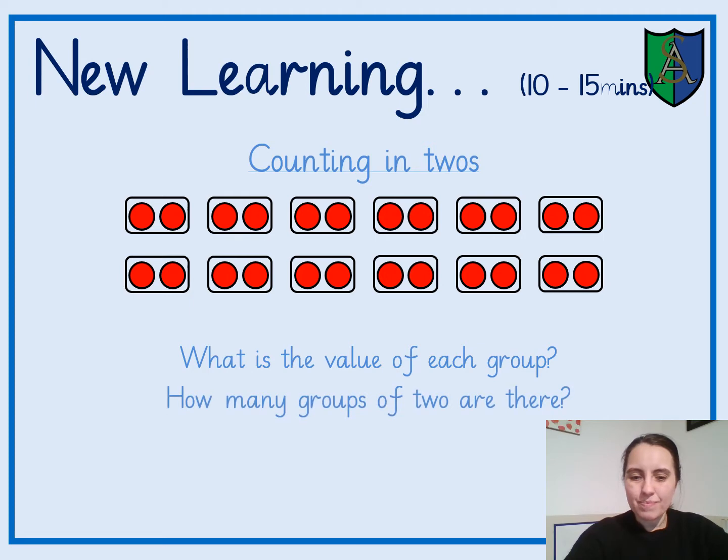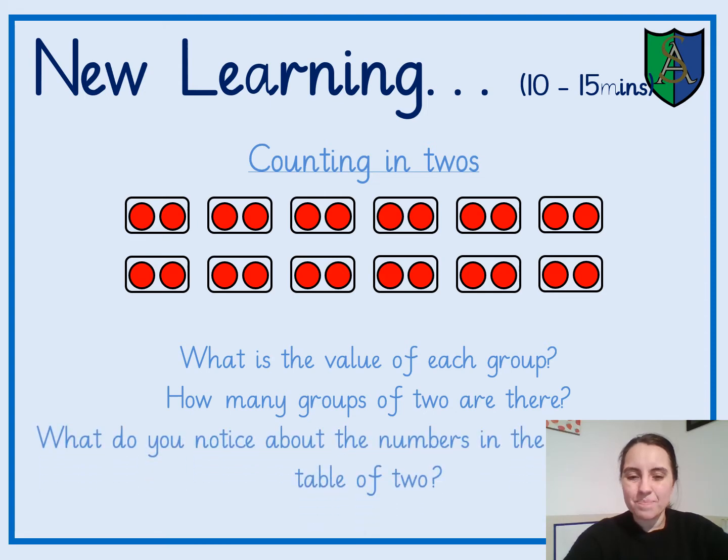Excellent. Now, how many groups are there? What I would like you to do now is count each of the groups. Off you go. Well done if you said 12. There are 12 equal groups of 2. You try saying that. One more time. There are 12 equal groups of 2. Your turn.